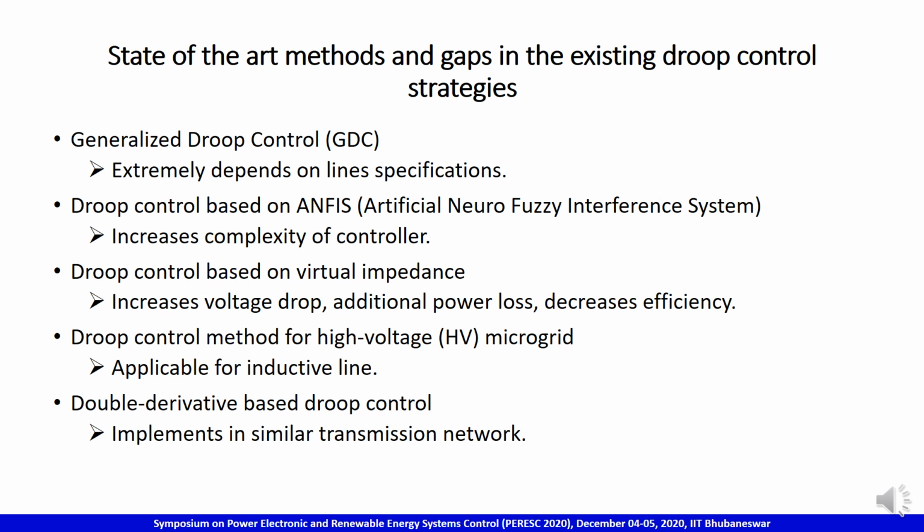And the fourth one, as the name says, the droop method for high voltage microgrid is only applicable for a microgrid having line impedances inductive in nature. Double derivative based droop control provides power sharing with damping attributes, but it is implemented through a similar transmission network. This may not be true in practical consideration, which may lead to improper reactive power sharing between the controllers.